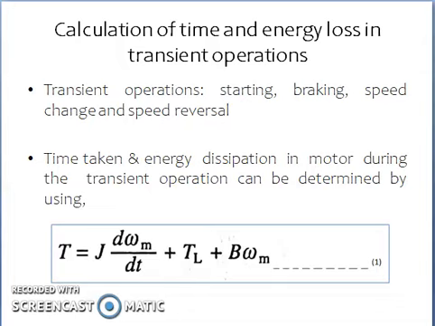First, we'll start with the calculation of time and energy loss during the transient operations. So, what are the transient operations? Starting, braking, speed change and the reversal of the speed come under the transient operations. Time taken and energy dissipation in motor during these transient operations can be evaluated by solving the torque equation, which is given as below. T is equal to J d omega m by dt plus TL.